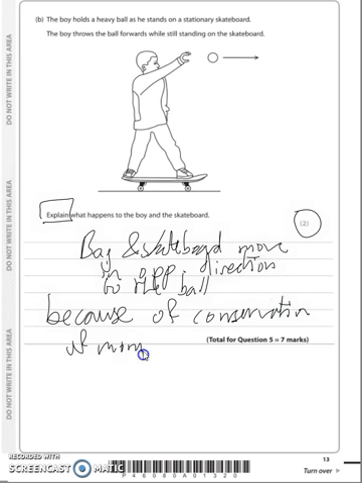Now, you could go into a bit more detail there if you wanted to. You could say something about Newton's third law, that every action has an equal and opposite reaction. So if he's pushing the ball to the right, he must move to the left, but he won't move as quickly because his mass is a lot bigger than the ball. So the ball has a high velocity, but a very low mass. So the boy has to have a very low velocity because he's got a very high mass, and that's the only way that you would get conservation of momentum. And that's question number 5.